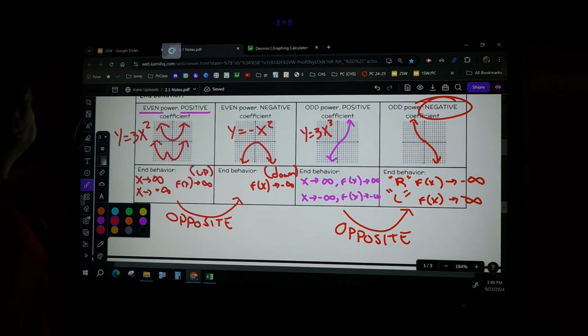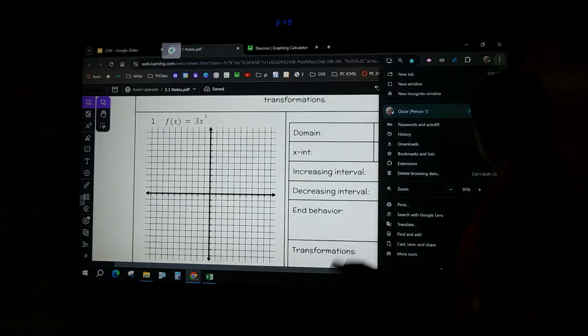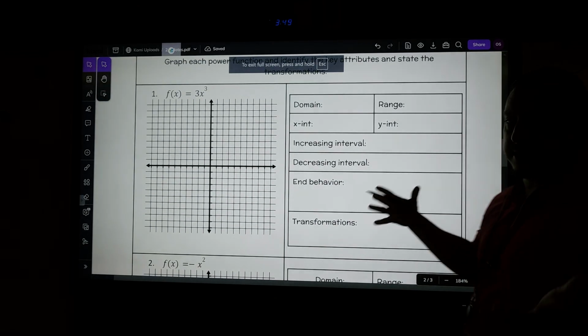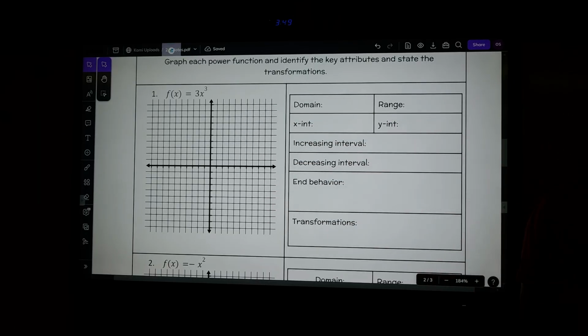Back of the page. Okay, this right here, this is like a mini quiz you'll be expected to know. Okay, what's the only new thing on here? End behavior. Everything else you've already answered.